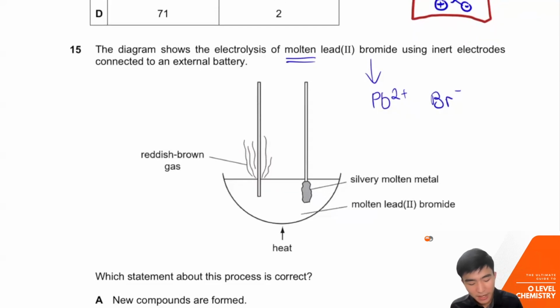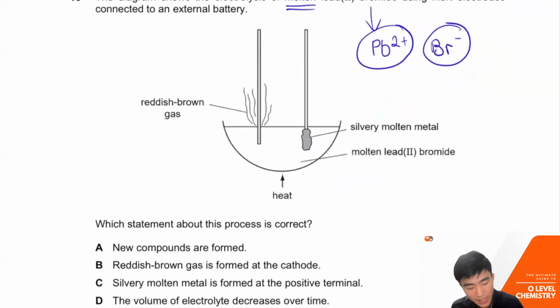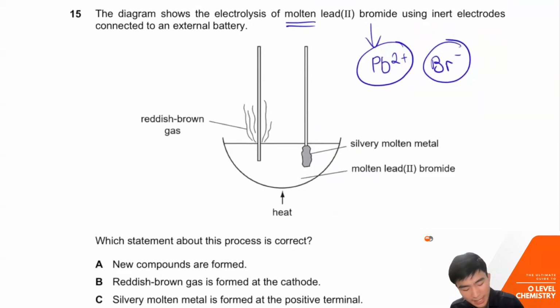Now, because Pb2 plus and Br minus are the only ones present inside here, what is going to happen? Can you see? They are going to undergo discharge. This is going to undergo discharge to form lead solid. This is going to undergo discharge to form bromine gas.